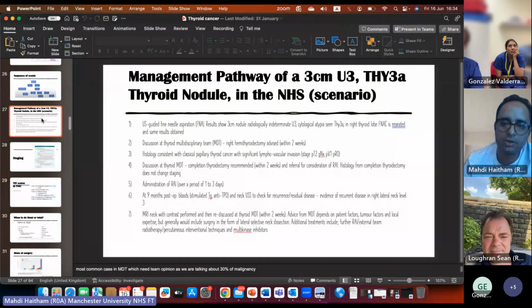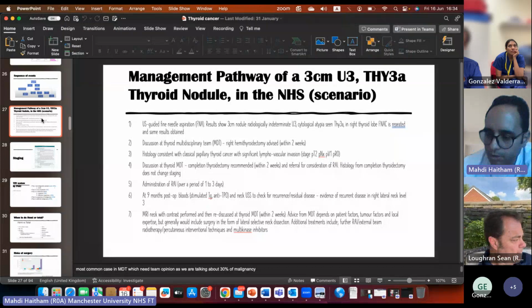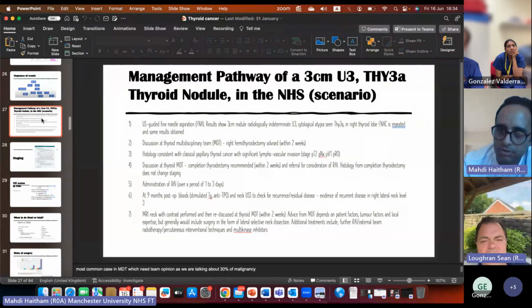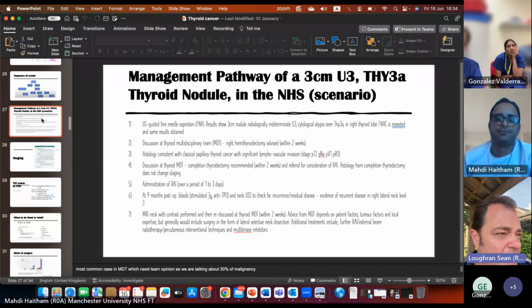Yeah. So the other question, please, Mr. Loughran, how many Thy3A could we have before offering a hemi? Only 2, or depending on the patient? To be honest, you can have as many as you want.